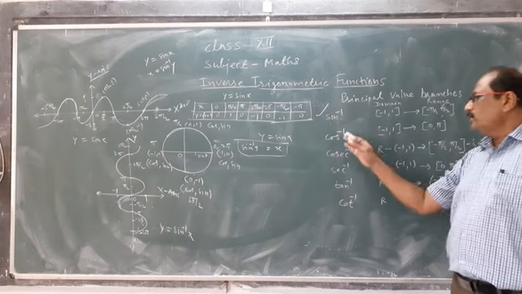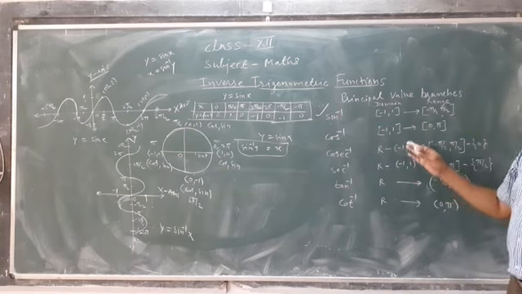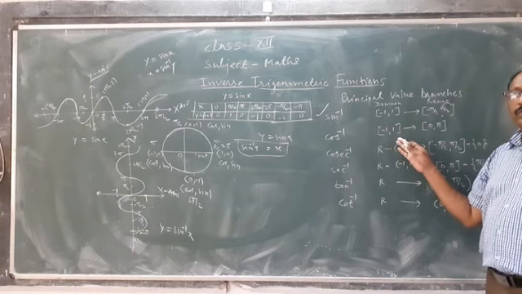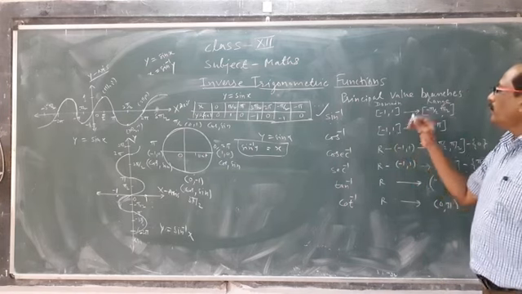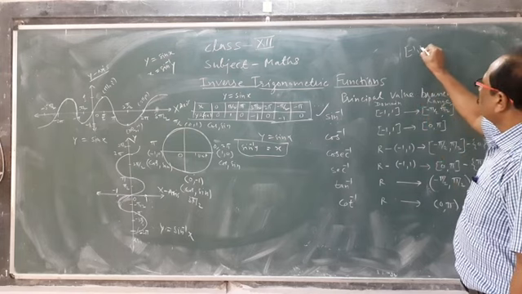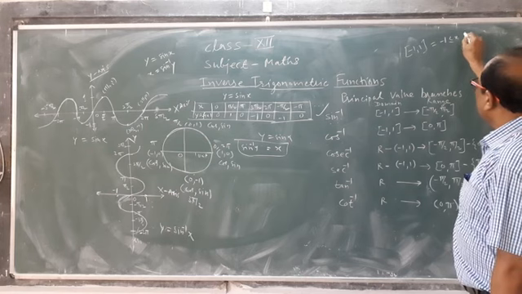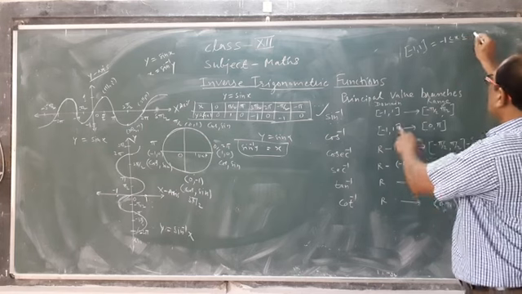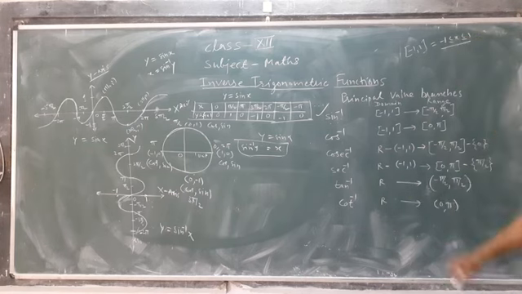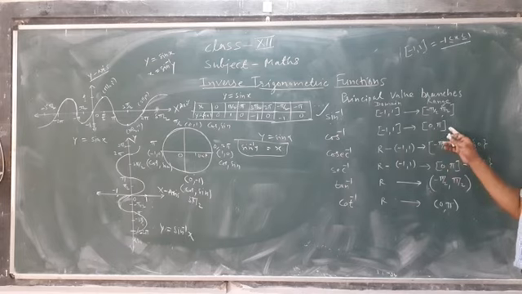Cos inverse can be defined as well. The domain of cos inverse is the closed interval -1, 1, which means -1 less than or equal to x less than or equal to 1, and the range is 0 to pi. These are the angles 0 to pi.